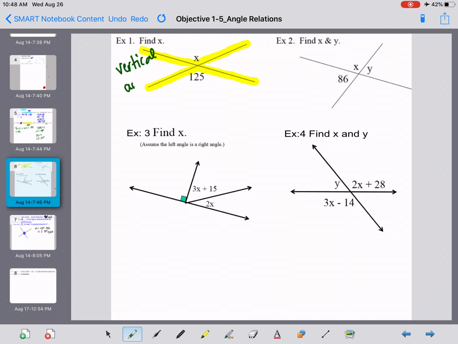vertical angles. So if you look at your problem and you identify what kind of relationship that has with the information you're given, that's going to help you figure these problems out pretty quick. So in example 1, x equals 125 degrees.